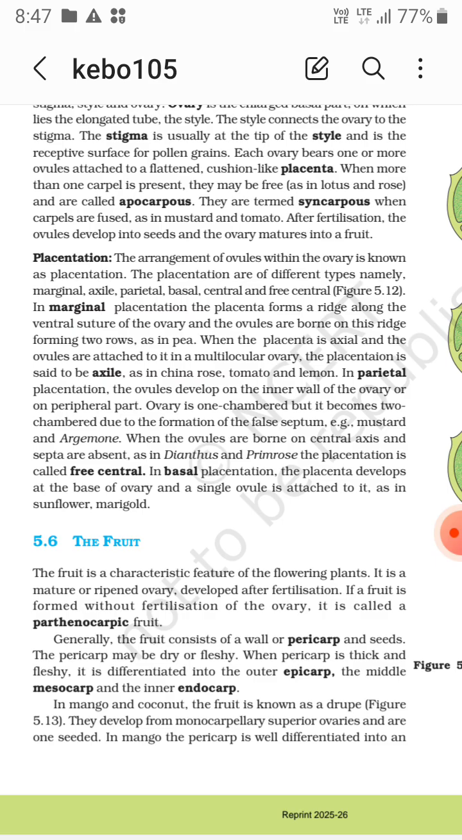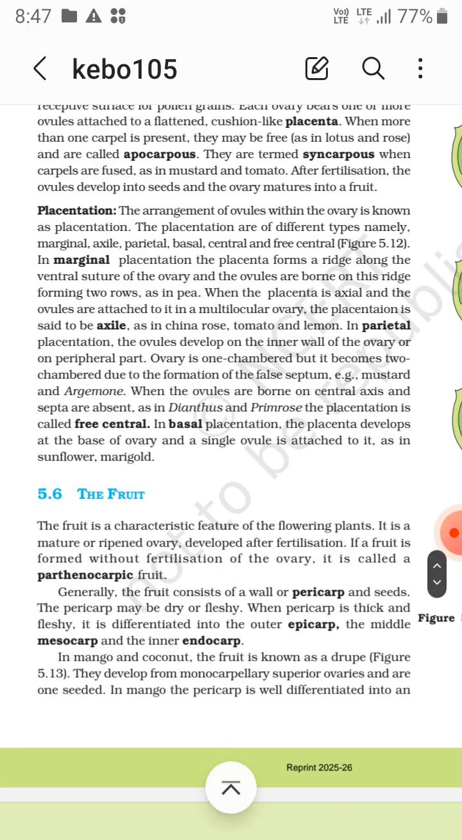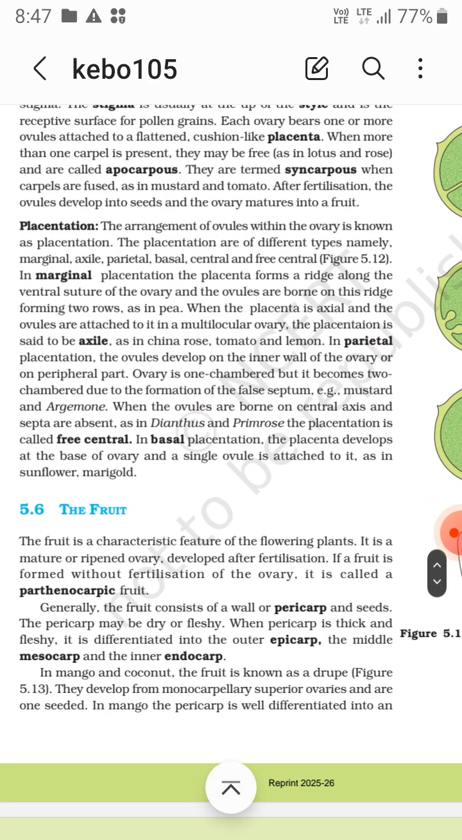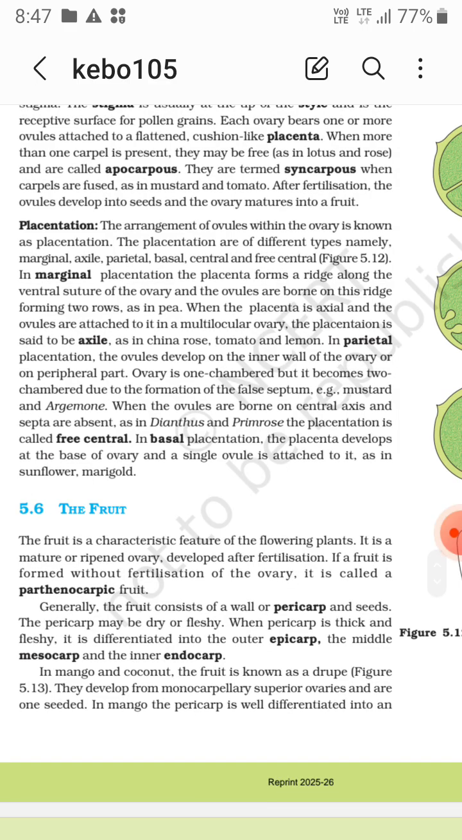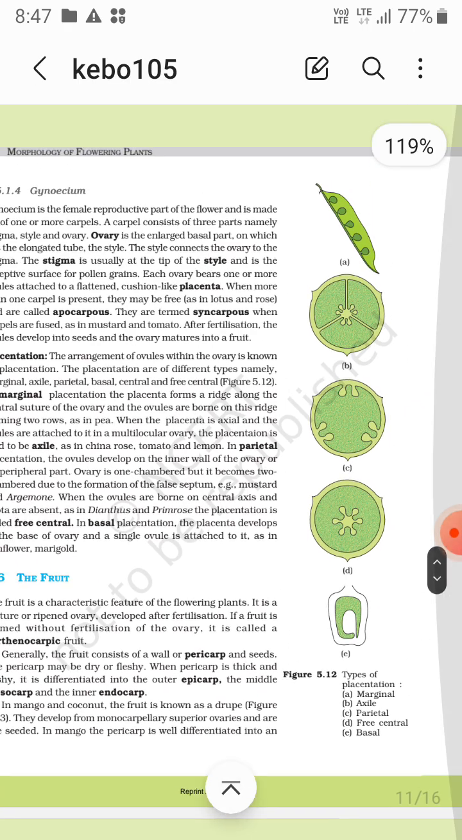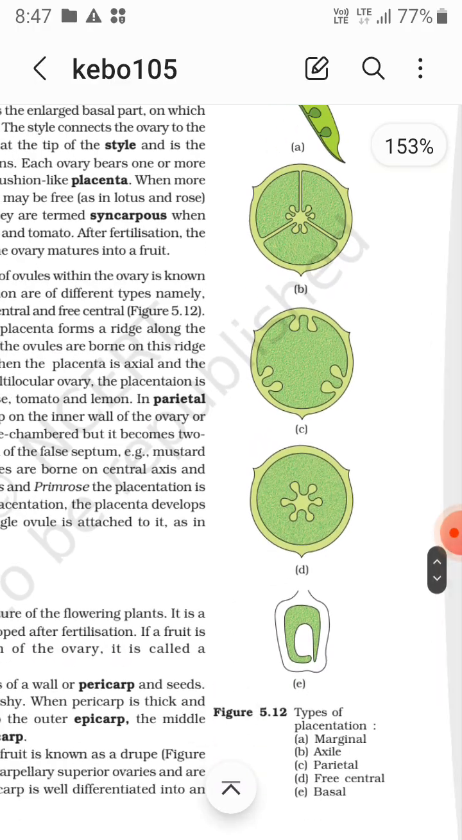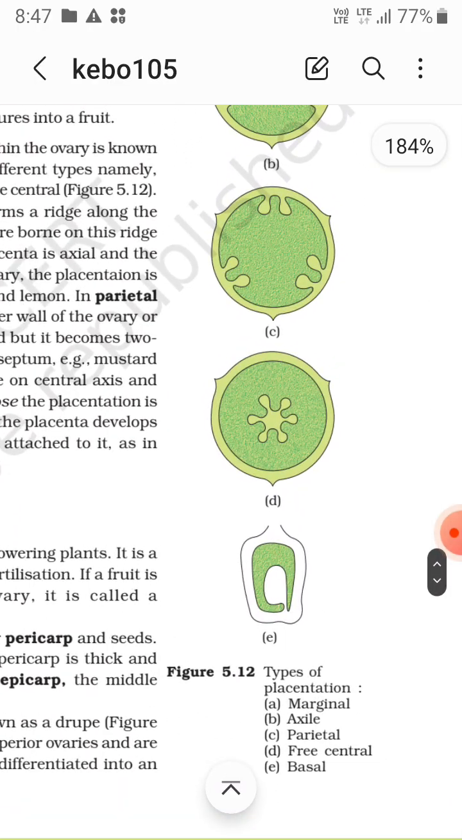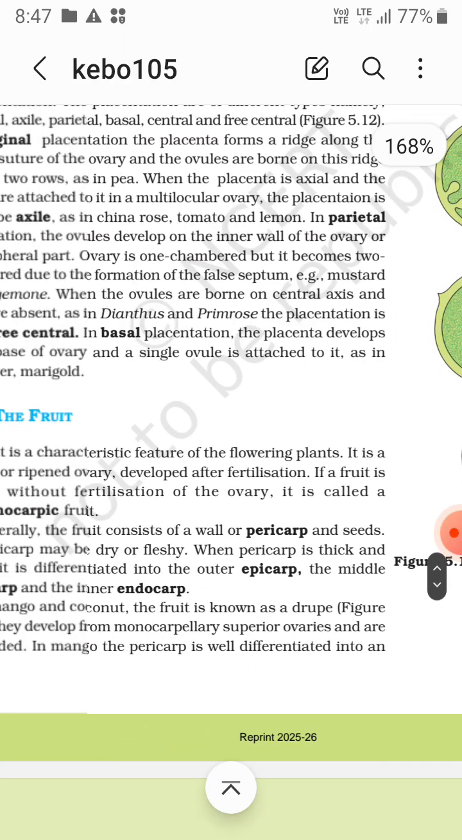When the ovules are borne on the central axis and the septa are absent, as in dianthus and primrose, the placenta is free central. In basal placentation, the placenta develops at the base of the ovary and a single ovule is attached to it, as in sunflower and marigold. So these are all the types of placentation: first is marginal, second is axial, third is parietal, fourth is free central, and fifth is basal.